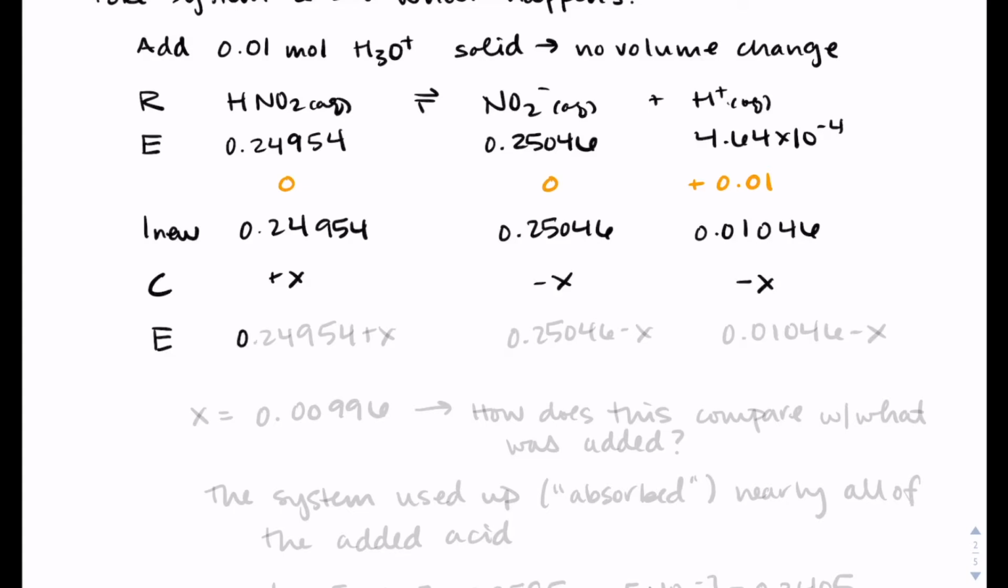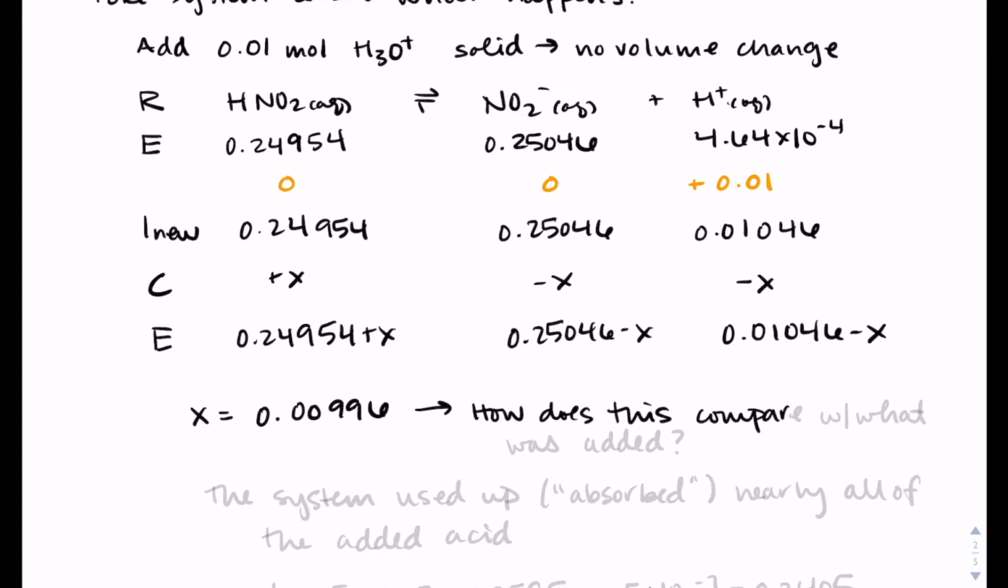And I show that with a plus X in the reactant and minus X's in the products. So at equilibrium, I have these plus X and minus X values. This is how much my system would shift after this one perturbation. If you go through and calculate what X is, you get an X value of 0.00996. So that X, that's how much it changed.